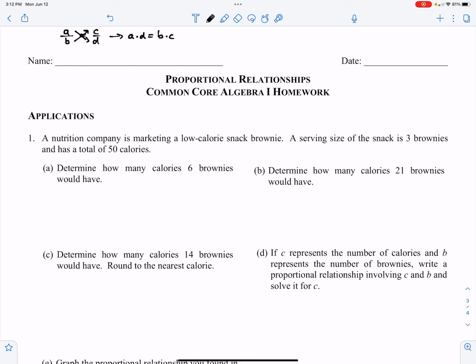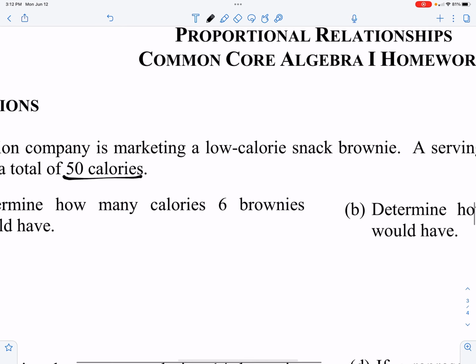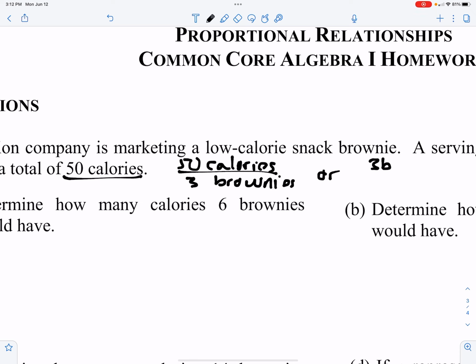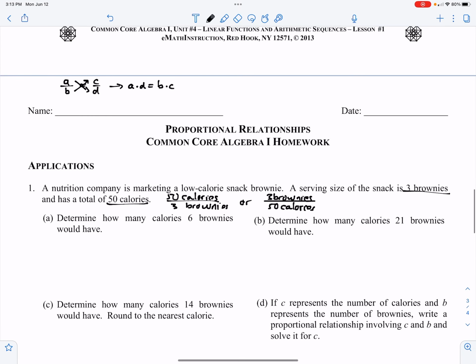All right, so first you have to come up with a proportion. Well, here's a ratio right there. 3 brownies has 50 calories. Or we could say that is 50 calories in 3 brownies. We could write it that way, or we could write it as 3 brownies have 50 calories. So the way that you choose to write the ratio really doesn't matter. Just be consistent. I'm going to go ahead and put calories on top. That's just my choice.